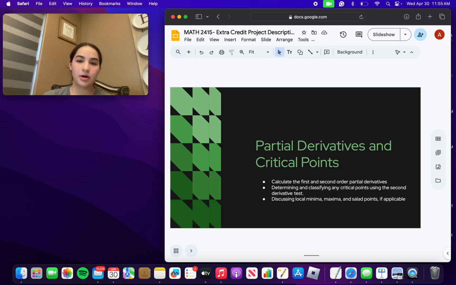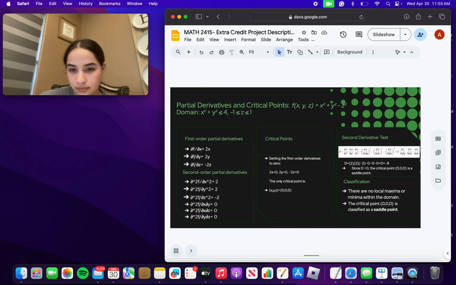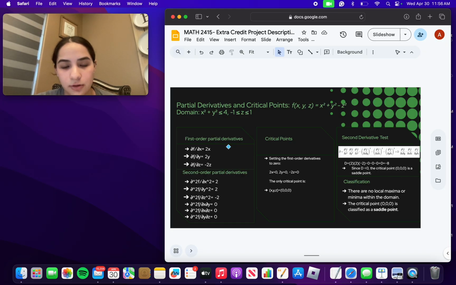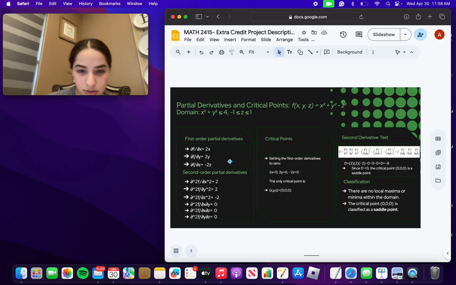For the second part, I went over the partial derivatives and critical points. This part, I did the equations right here. For the first order partial derivatives, the derivative with respect to x is 2x, with respect to y is 2y, and with respect to z is -2z. For the second order partial derivatives, we got the values 2, 2, -2, and then 0.